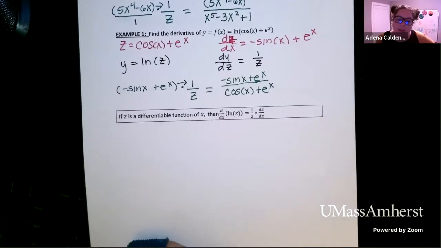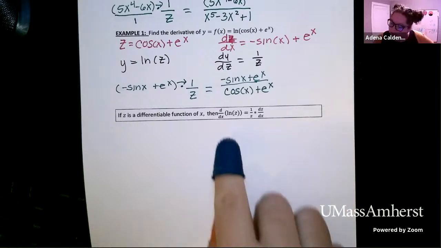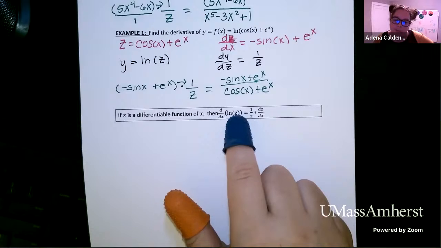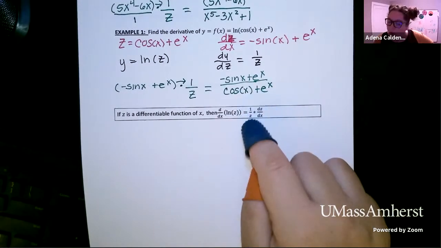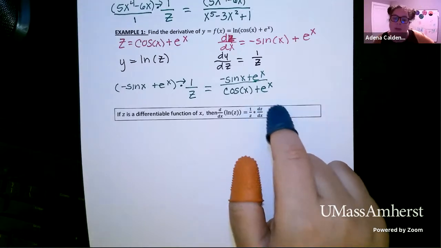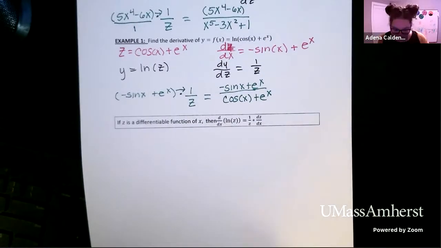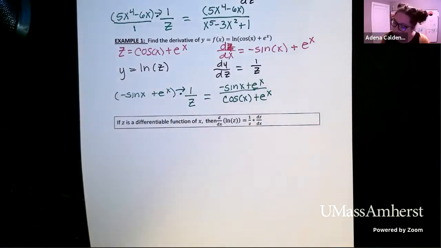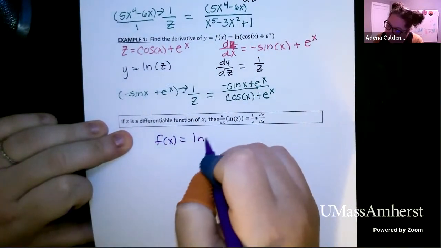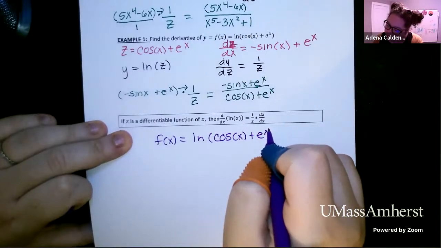So the other way that we can think about this is if we know that z and x are differentiable functions, then when you have to take the derivative of something complicated, the natural log of something complicated, you can think of it as 1 over that complicated thing times the derivative of the inside. So what does that look like? So here, if we go back to the one we were just looking at, which is the natural log of cosine x plus e to the x.